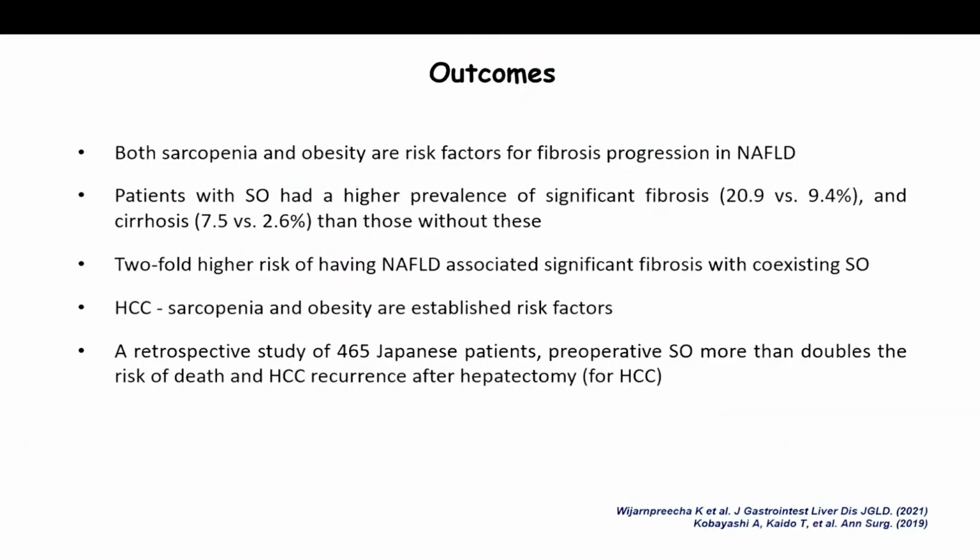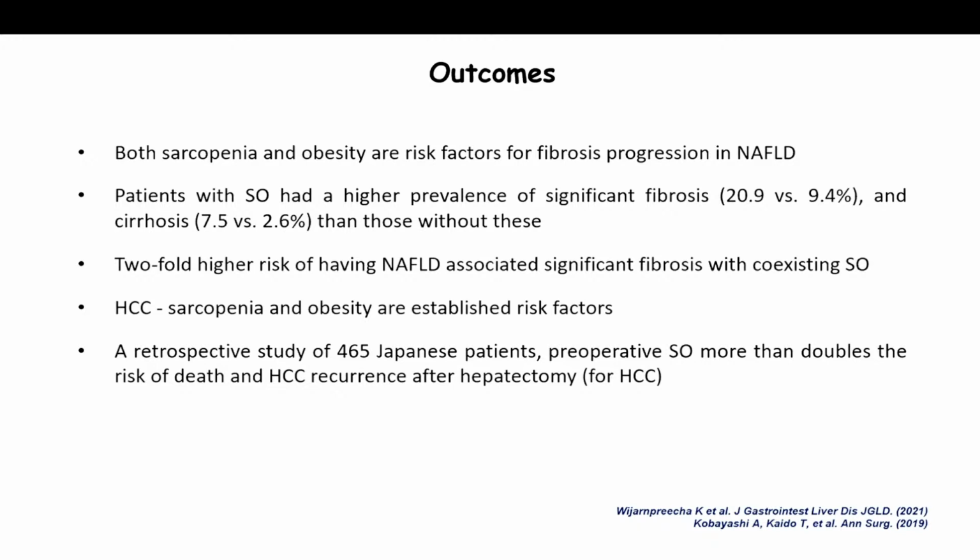So now coming to the impact of sarcopenic obesity on various outcomes. Both sarcopenia and obesity are risk factors for fibrosis progression in NAFLD, and patients with sarcopenic obesity have a higher prevalence of significant fibrosis and cirrhosis than those without. So there is a twofold higher risk of having NAFLD-associated significant fibrosis with coexisting sarcopenic obesity.